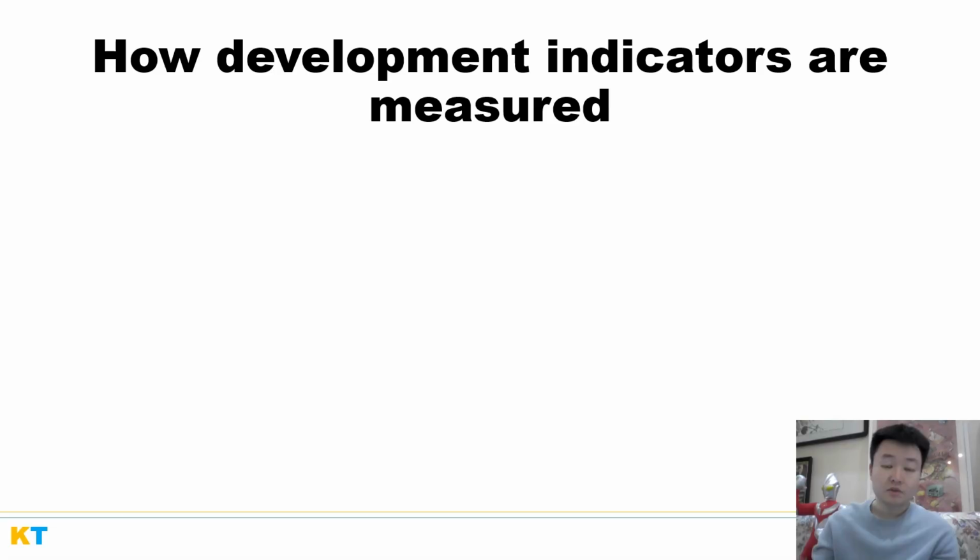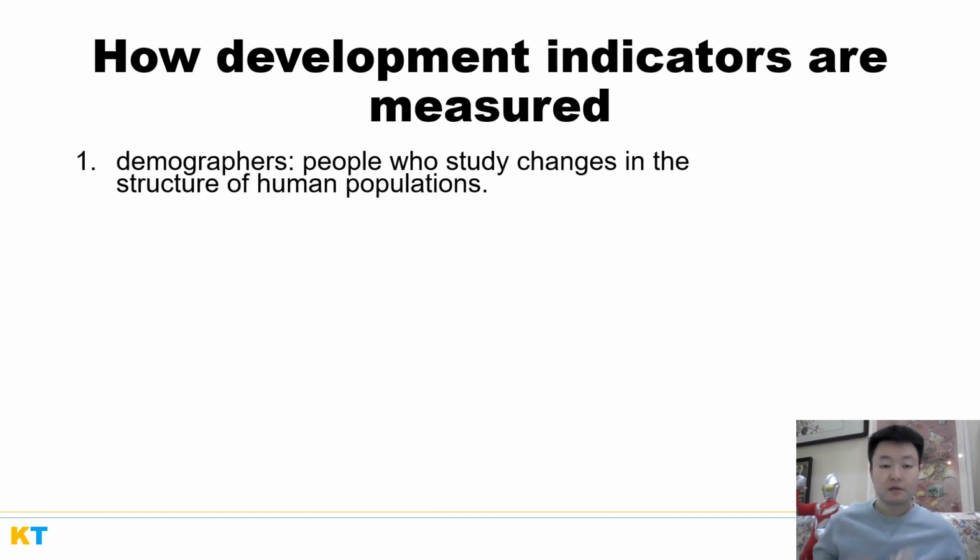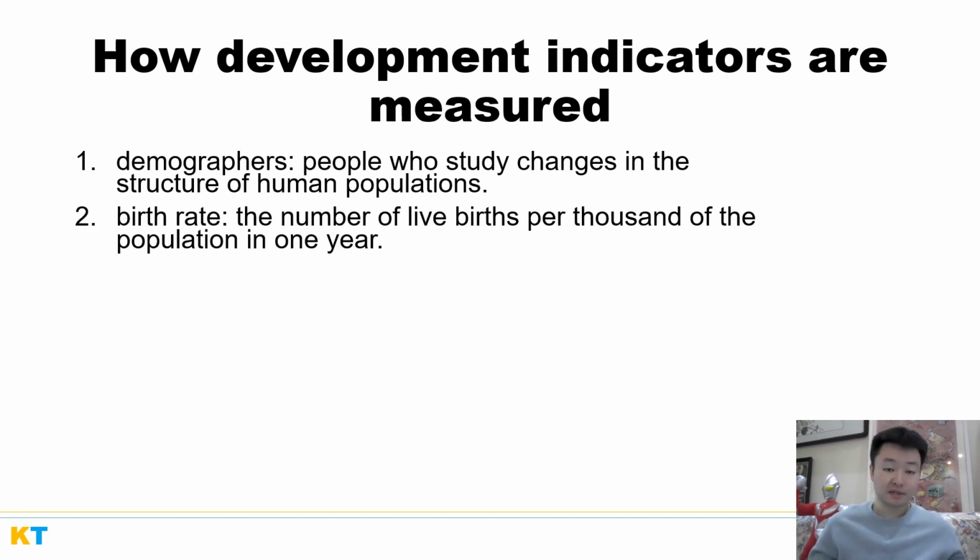So let's get started. So how are development indicators measured? Well, demographers are people who study changes in the structure of human populations, and they're the ones that go out and pick an indicator and figure out ways to measure that data. And so the first thing we can measure is something called the birth rate. It's the number of live births per thousand of the population in 1 year. So of every 1,000 people, how many infants are being born and are alive and well.